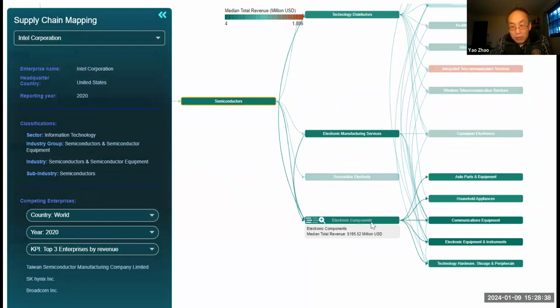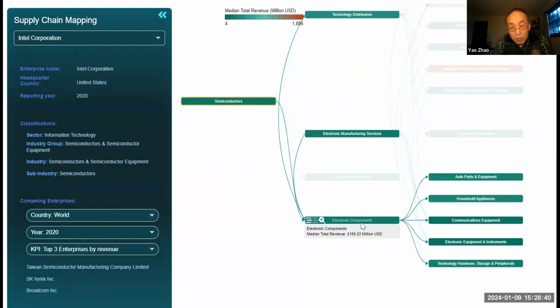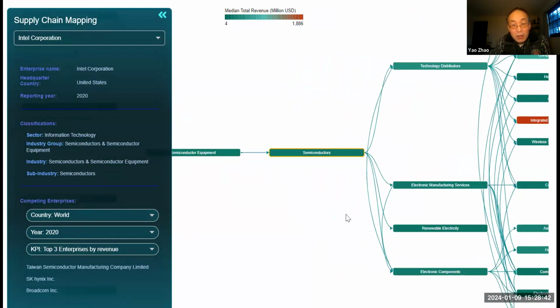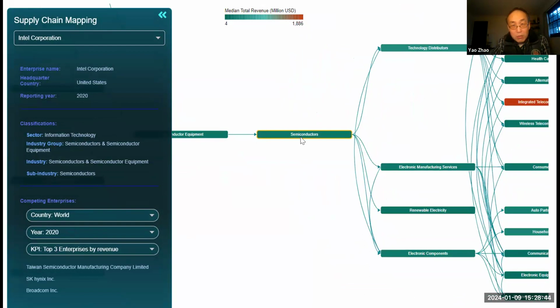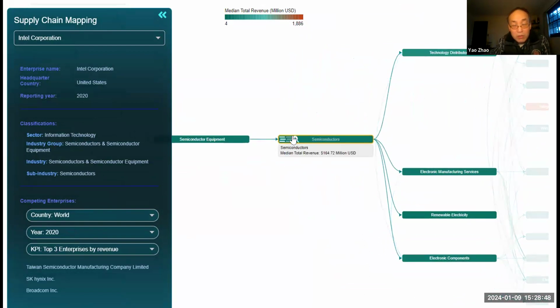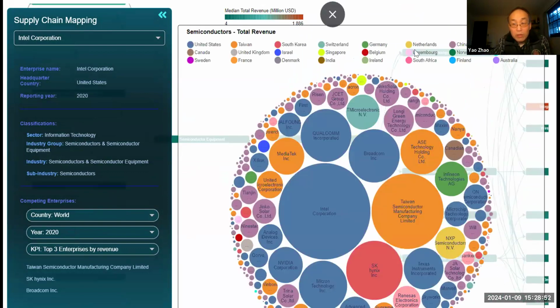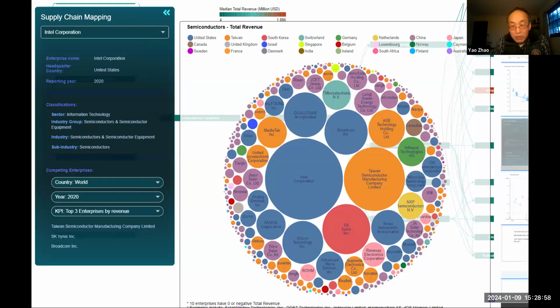And we go up the supply chain. That is electronic components, right? And who is supplying electronic components? That's semiconductors, right? So we move up the supply chain to see semiconductors. And here we open it up for 2020. What do we see? What can we see here?